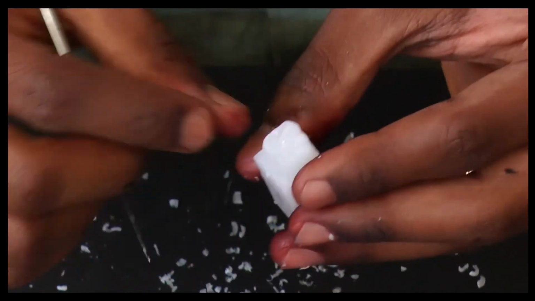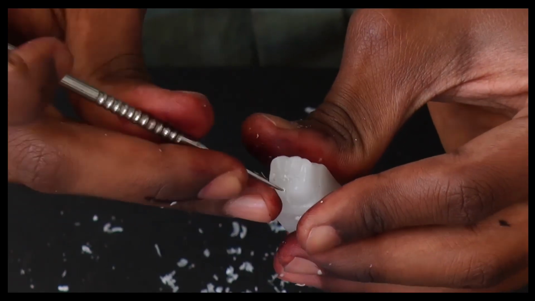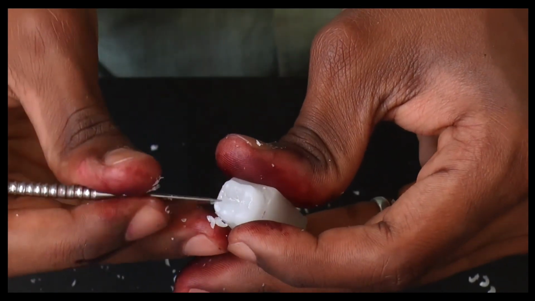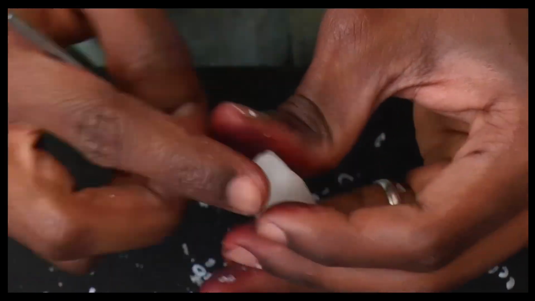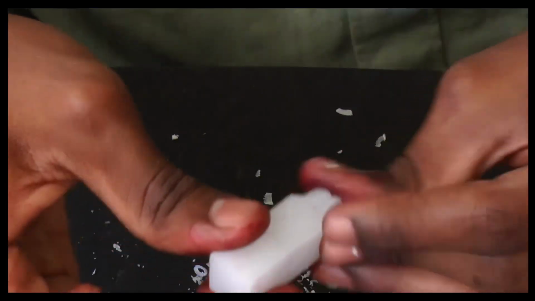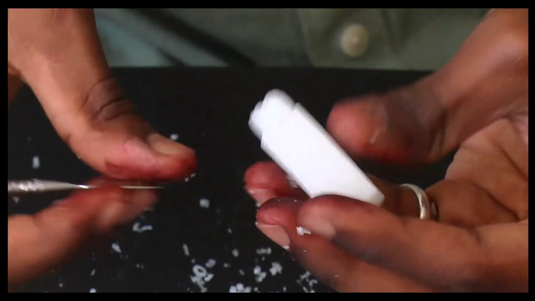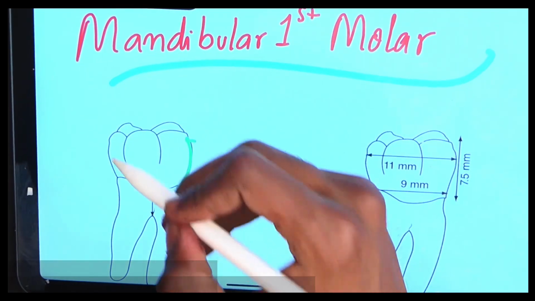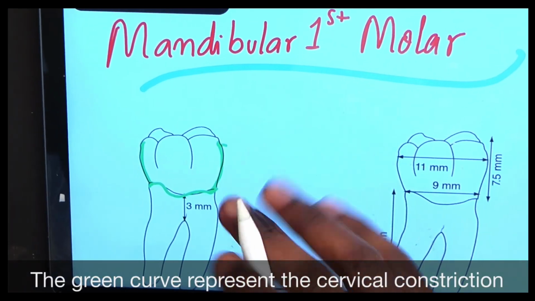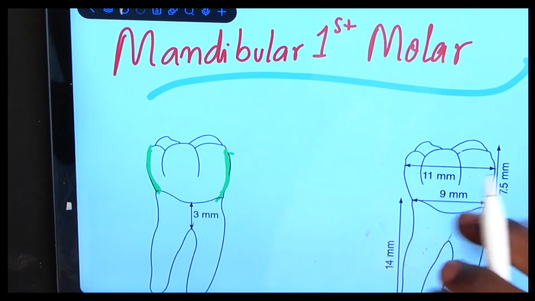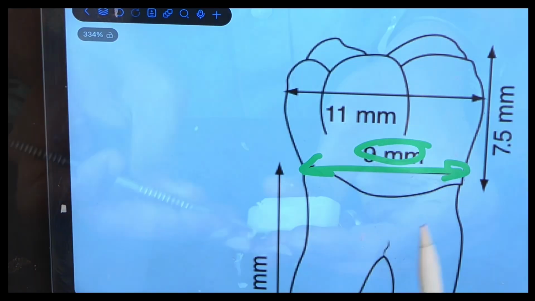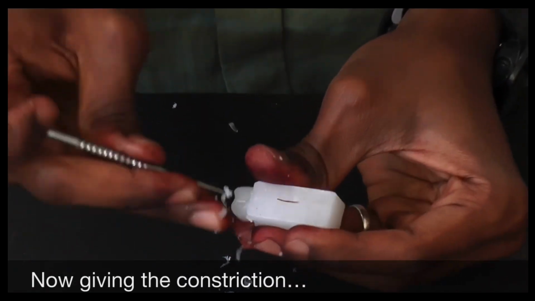Okay, so we're done with our cusps. The cuspal ridges are done. I just need to clean it up a bit here and there. Now let me give it a nice cervical constriction. This cervical constriction is what we need, and this length is 9 mm. So it's a nice cervical constriction now.